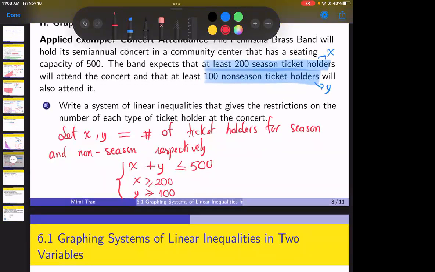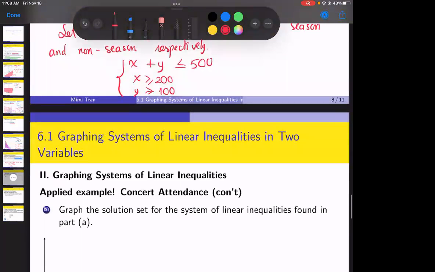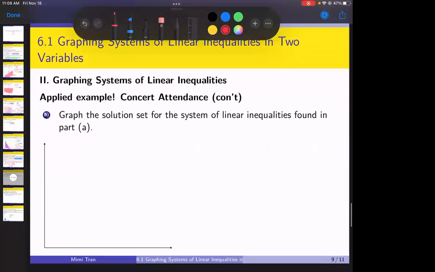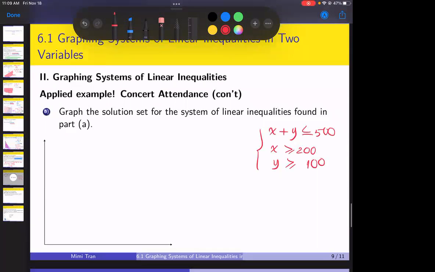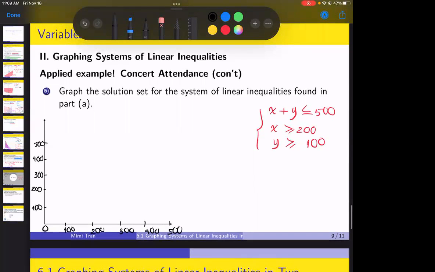Let's do this by hand, just because the restriction is a little bit different. Let me write things down here. x is greater than or equal to 200. I'm gonna have to do some tick marks here. So 100, 200, 300, 400, 500. x has to be greater than or equal to 200.